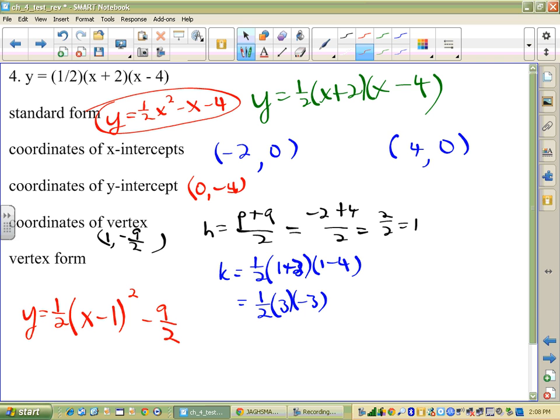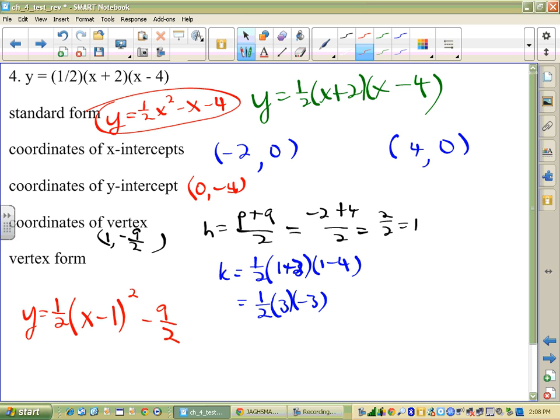So chapter 1, section 1 was standard form. 1.2 was vertex form. Chapter 4, section 1 was standard form. 4.2 was vertex form. I forget what 4.3 was. I think it was writing functions, writing equations, given some points and stuff. So anyway, 4.4 is where we talked about factoring and stuff like that.